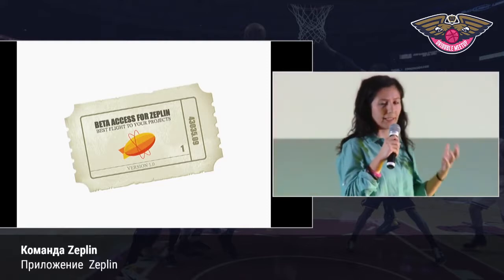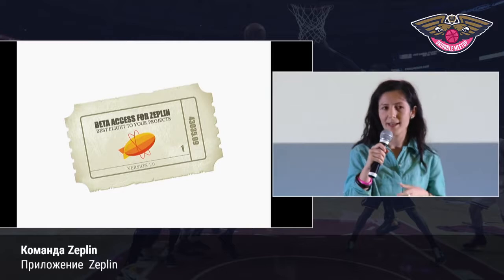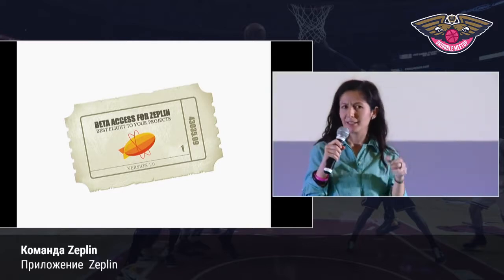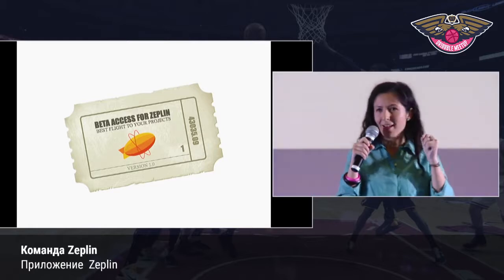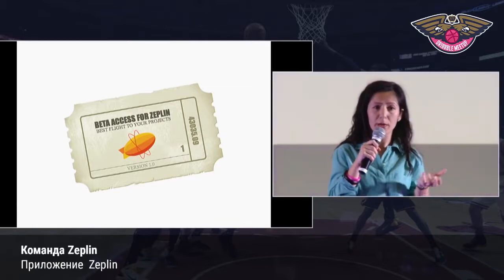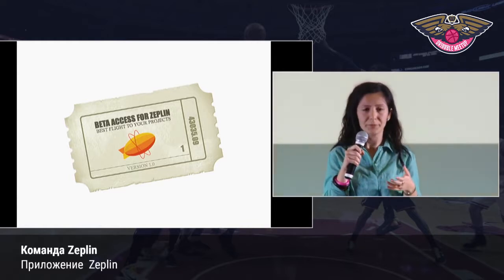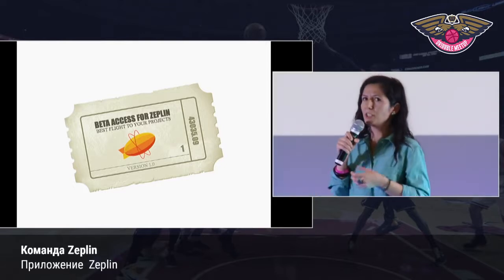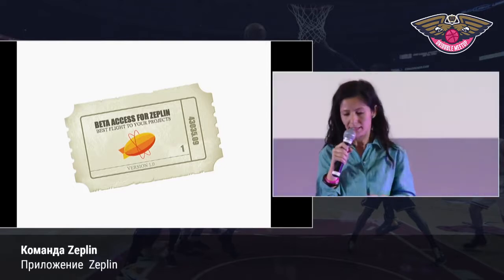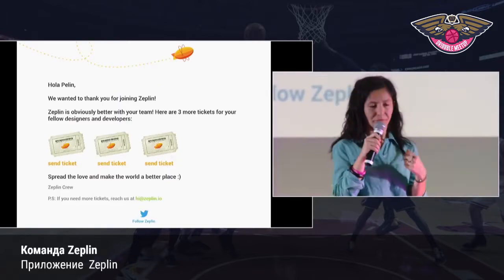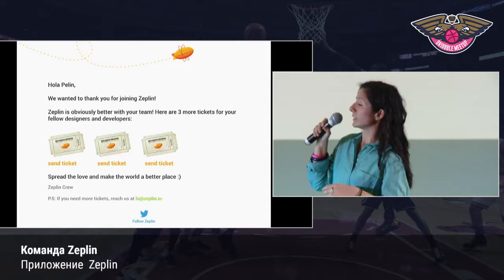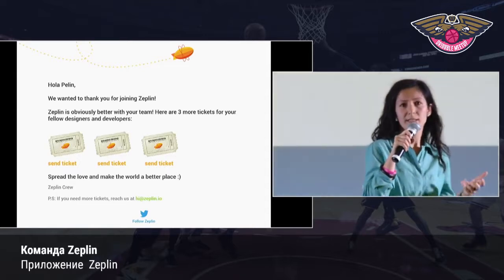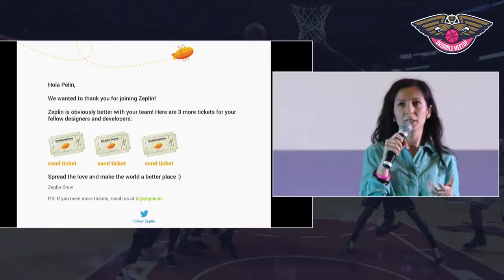After our beta landing page, one month passed, and Zeplin was ready for testing. It was in private beta, so we started sending tickets to our users to test Zeplin. We could just send them some URLs, but here you can see our mail template. We prefer to combine this whole concept with the Zeplin concept, and we designed these tickets.